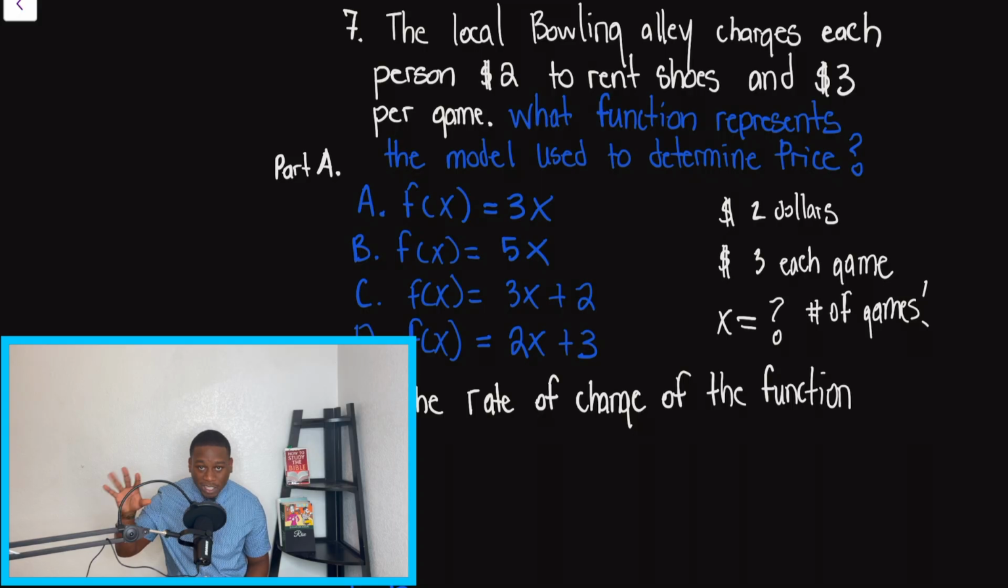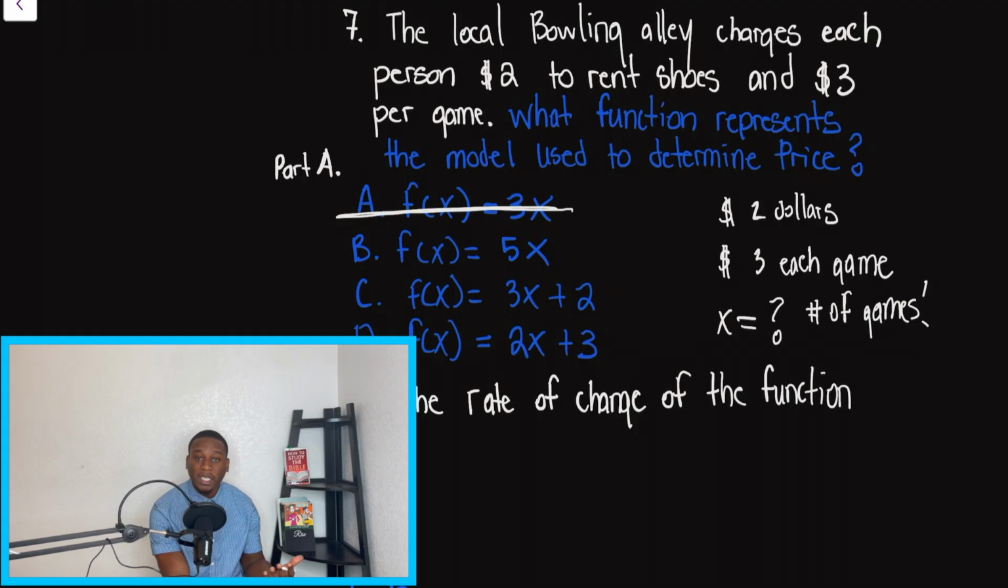All right. So that's just some basic information. So, what does that mean in terms of the problem? That means that when we look at our model, we're going to have to pay $2 for shoes and $3 per game, but we don't know the amount of games. So when we look at our answers, we know that A can't be an answer choice because it doesn't factor in or include the $2 per game, right?